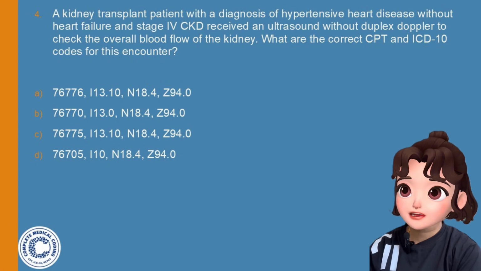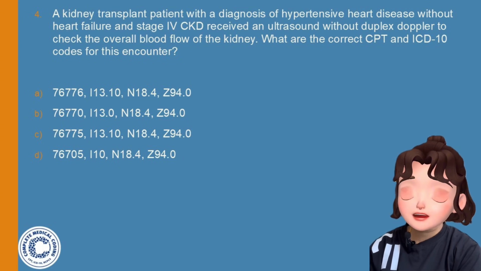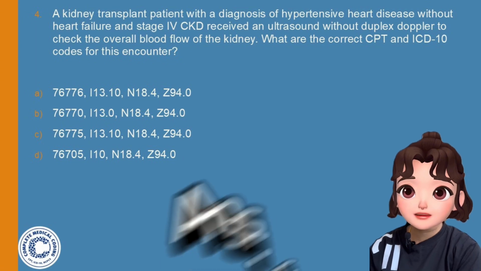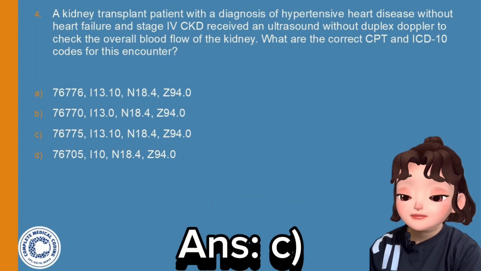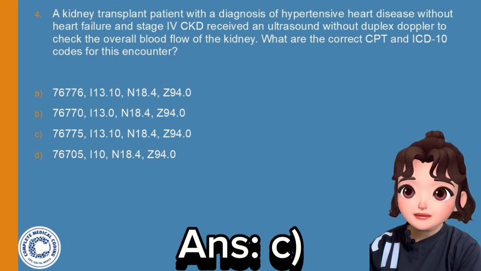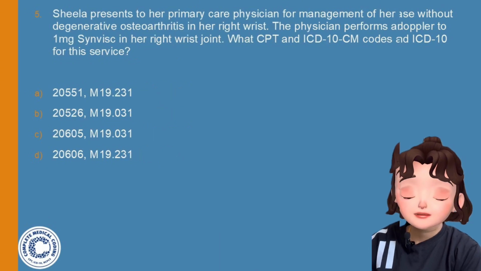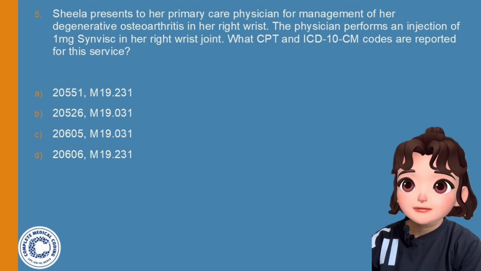But in our question, it is clearly mentioned ultrasound without duplex Doppler. That is why the limited code 76775 applies. So our correct answer is option C. You have to code 76775. Okay. So the answer is option C, 76775 along with I13.10, N18.4 and Z94.0.